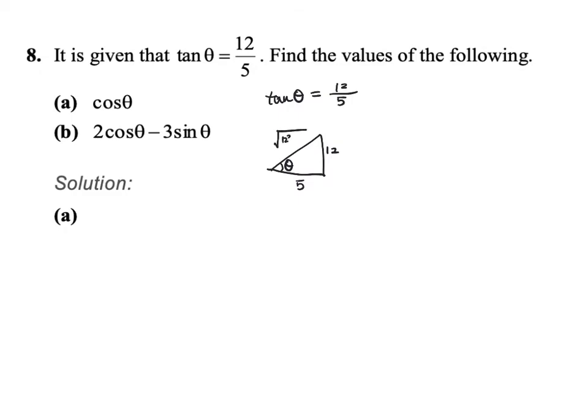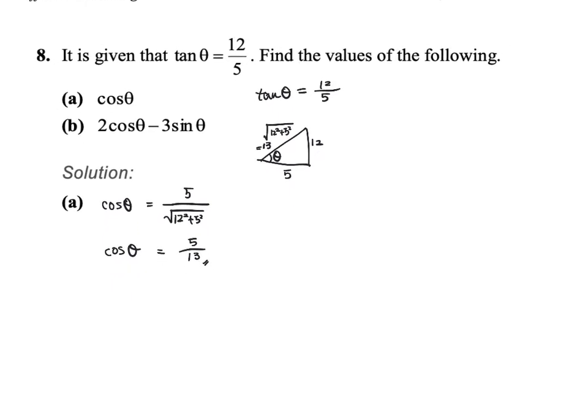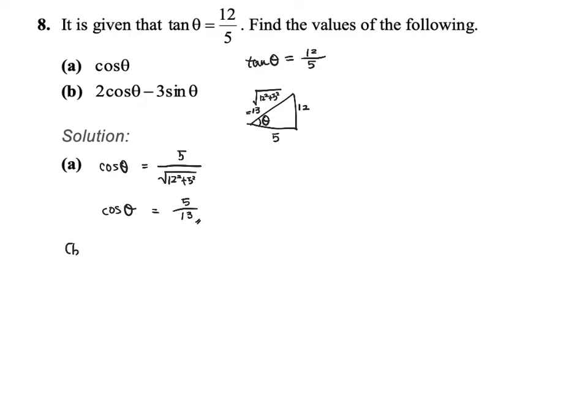It will equal the square root of 12 squared plus 5 squared, which equals 13. In this question, you cannot use another method, which means you cannot use the identity only to find it. That is why cosine theta in this case equals 5 over the square root of 12 squared plus 5 squared, which will give you 5 over 13. And then you're going to find sine theta as well. Accordingly, I guess you can see it obviously equals 12 over 13.